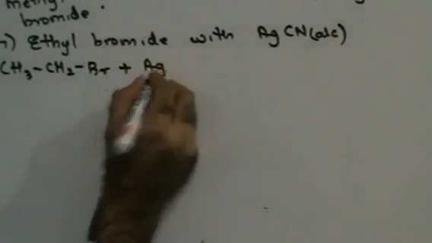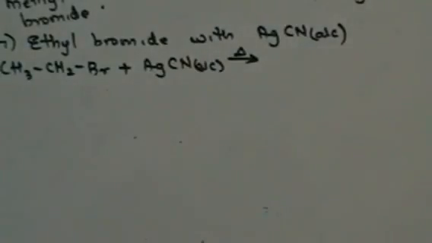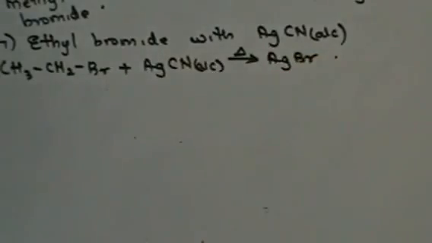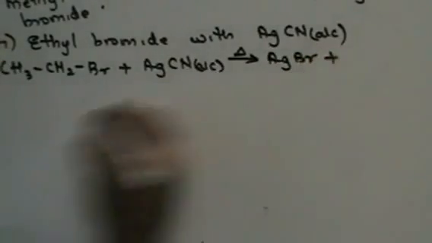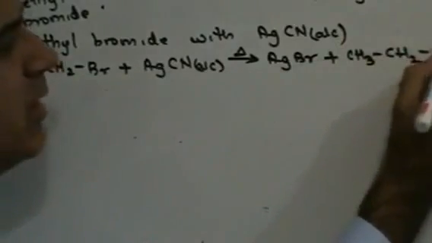Ethyl bromide with alcoholic silver cyanide, heat. Right? In this case you will have silver reacting with bromine to give you silver bromide, plus CH3CH2 and the cyanide group.